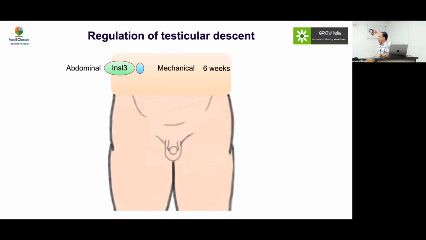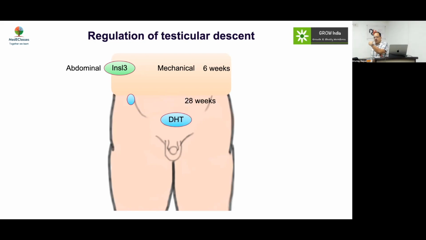Initially it is mechanical, but a major factor which regulates the descent is insulin-like factor 3, which is produced via the Leydig cell under the influence of LH. So this INSL3 is largely responsible for migration of the testis from the abdomen to the superficial inguinal ring, and this happens by around 28 weeks of gestation.